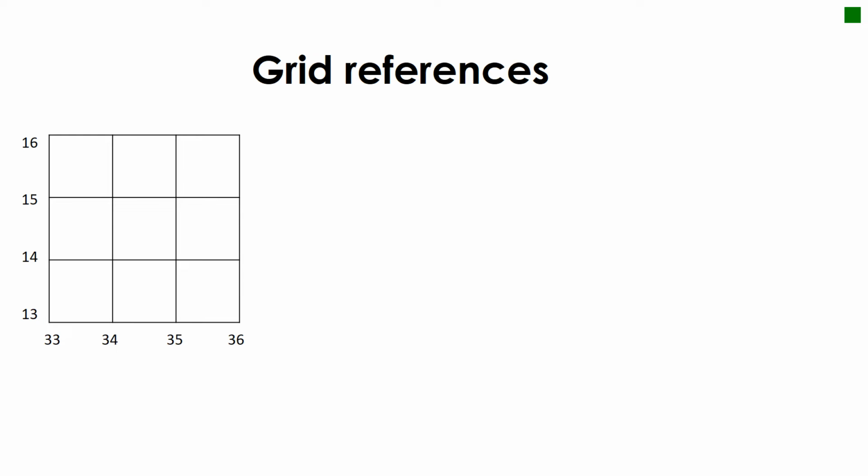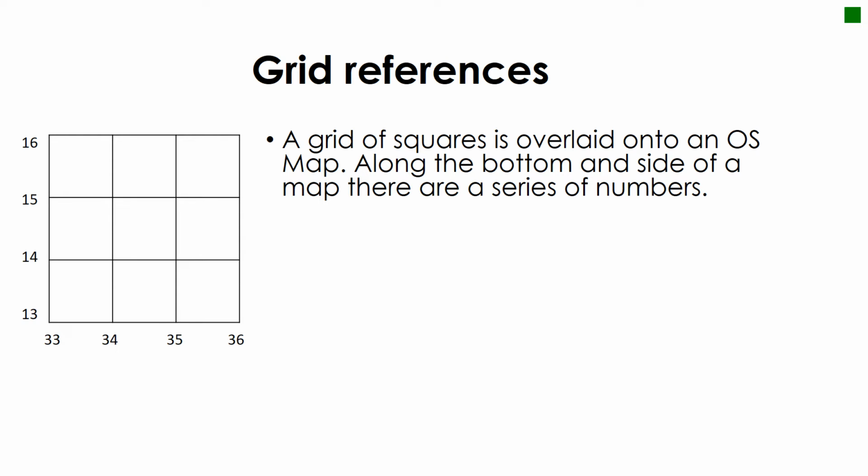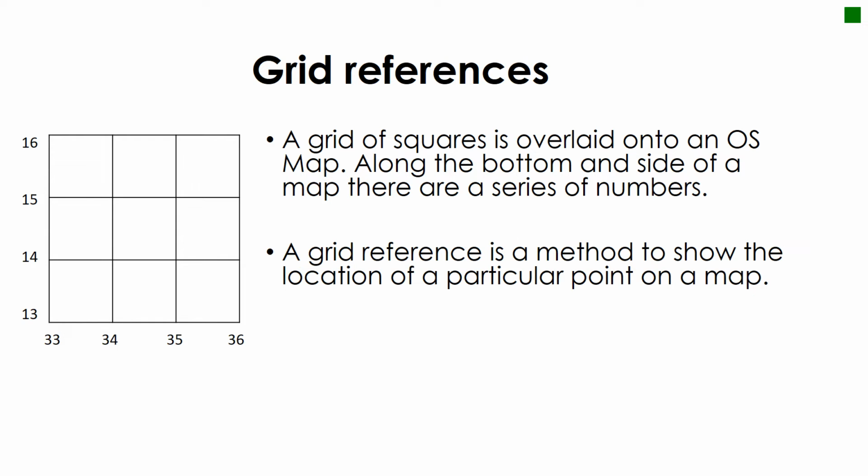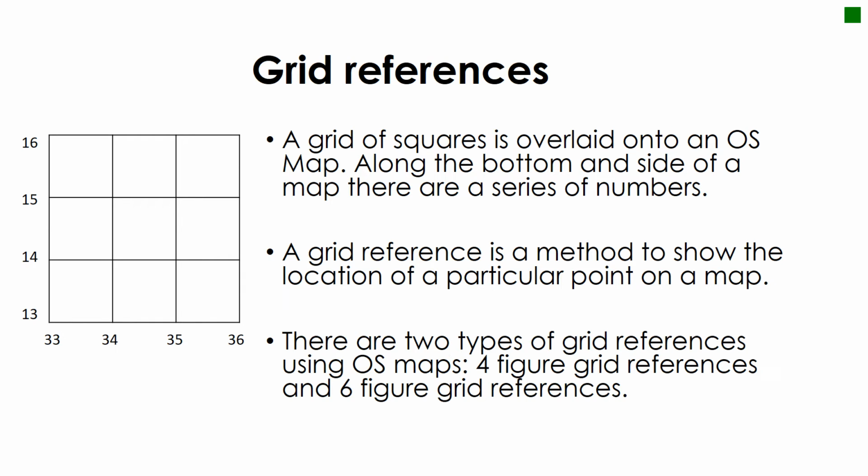Secondly, grid references. A grid of squares is overlaid onto an OS map. Along the bottom and the side of the map, there are a series of numbers. A grid reference is a method to show the location of a particular point on a map. There are two types of grid references using OS maps: 4-figure grid references and 6-figure grid references.